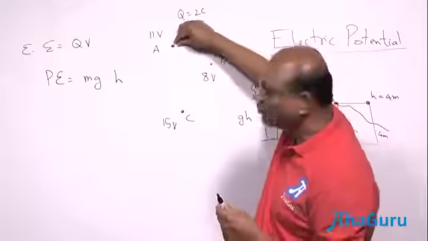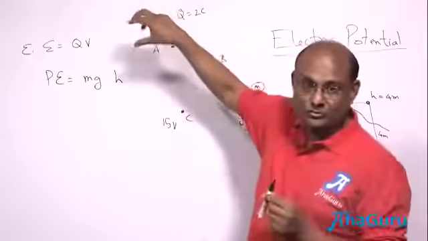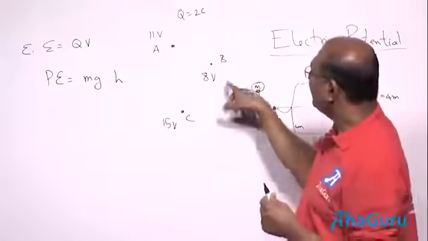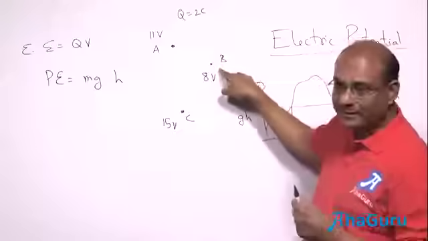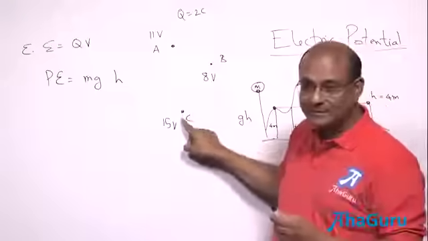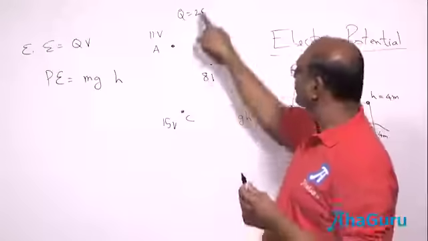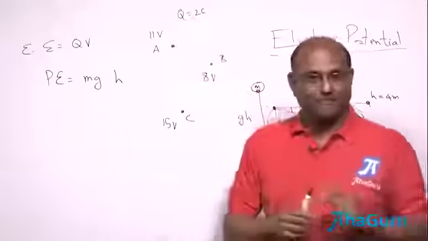If I kept the 2 coulomb here, how much energy will it have? 2 times 11, 22 joules of energy. But if I brought the 2 coulombs from there to this point, 16 joules. And if I brought the 2 coulombs to this place, 30 joules. Because you're going to say 2 times 15, 2 times 8 and 2 times 11.